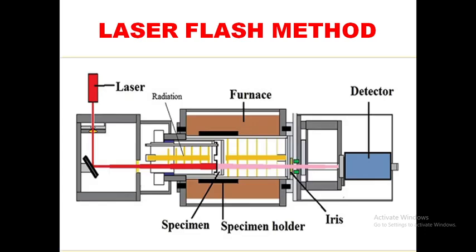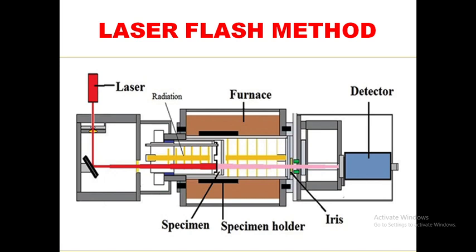Next method, laser flash method. This figure shows the laser flash method. This is the most commonly used method for determining the thermal properties of solids. The method can investigate the thermal properties of glasses, metals and ceramics without significant limitation due to uncertainties of the achievable measurement.